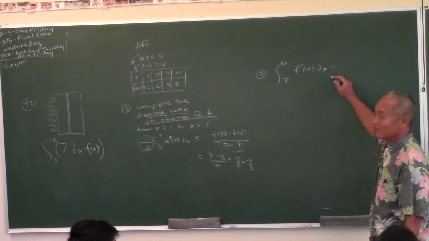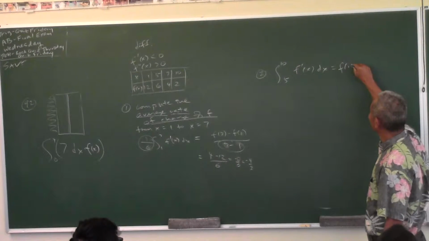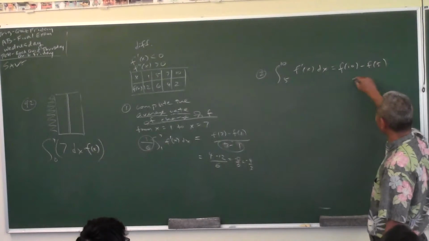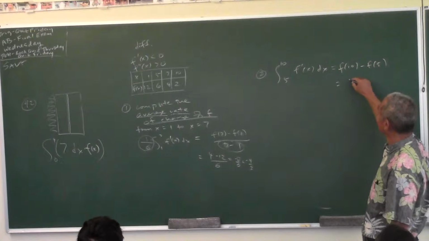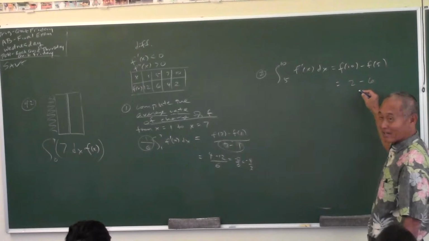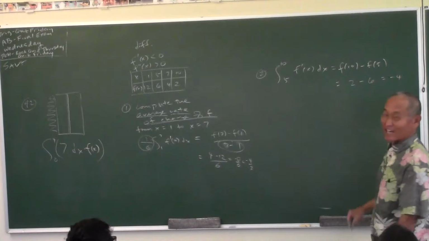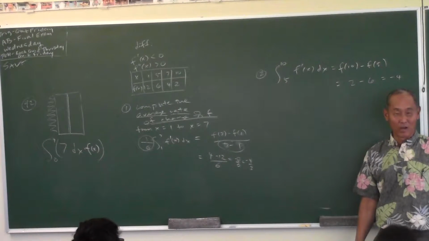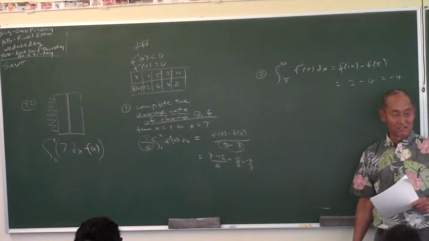Collaborative test. So f of 10 minus f of 5. Okay, which is, looking at the chart, 2 minus 6. And leave it like that, or do you have the guts? Leave it, leave it. Do you have the ganas?